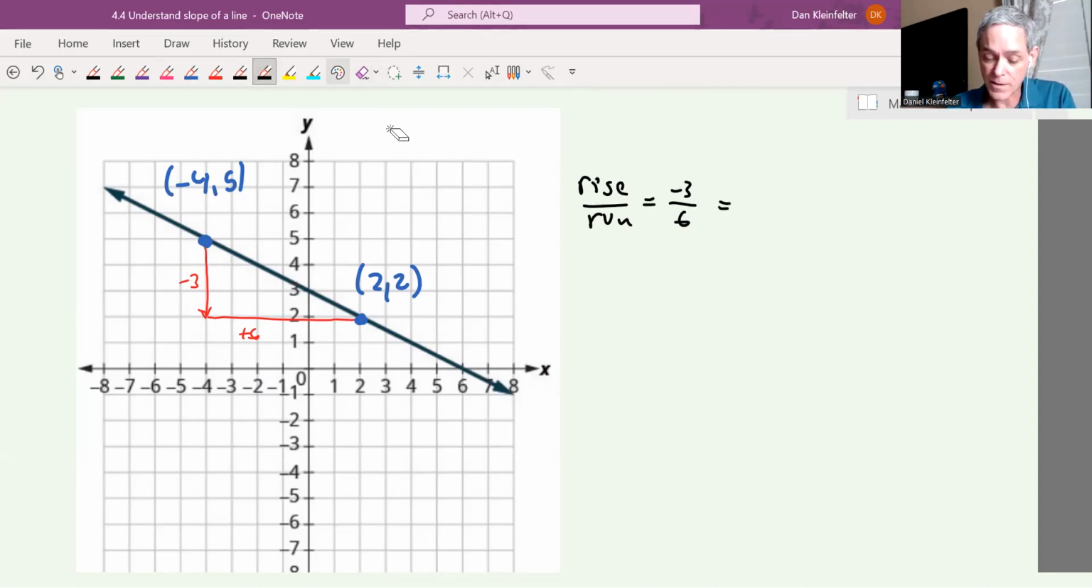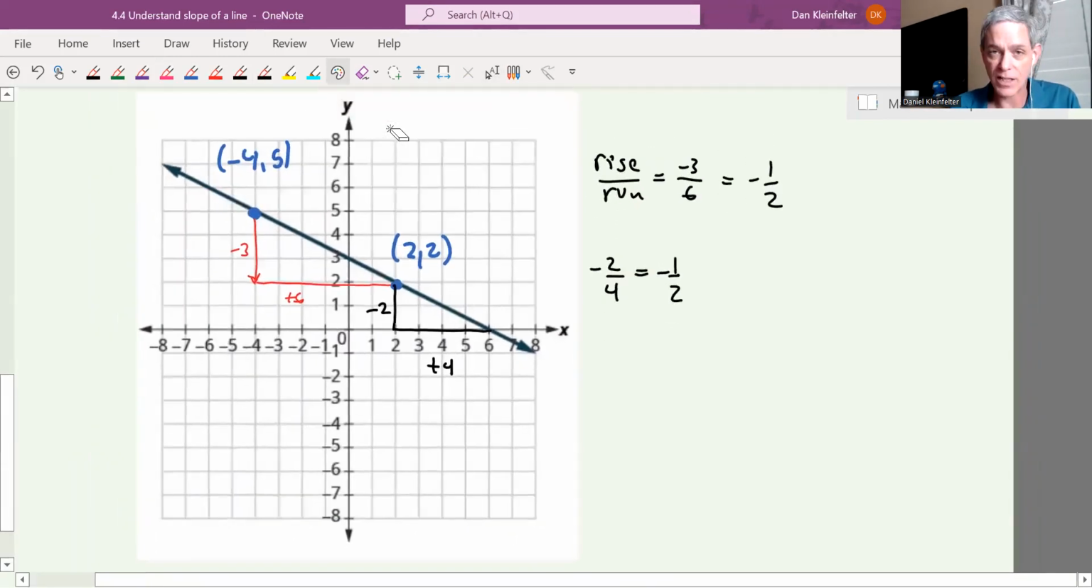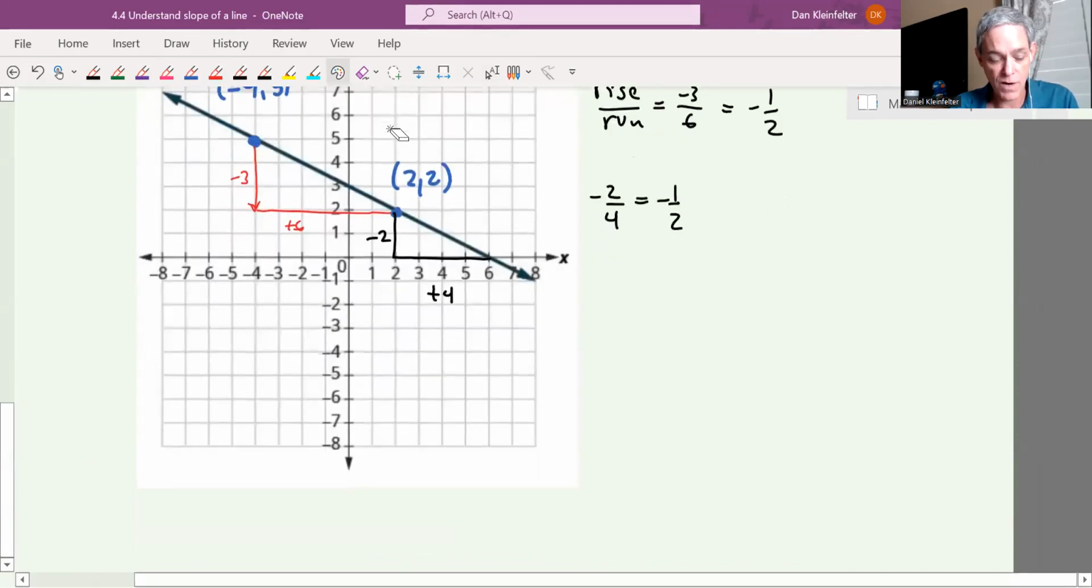So -3/6 simplifies to -1/2. And that makes sense too. If we were to think from this point 2, 2, could we go down 2 and right 4? 1, 2, 3, 4. That would be a decrease of 2 and an increase of 4. Negative 2/4 is the same as negative 1/2. Notice this line has a negative slope, and that's consistent with our expectations, given that it goes down as you look left to right.